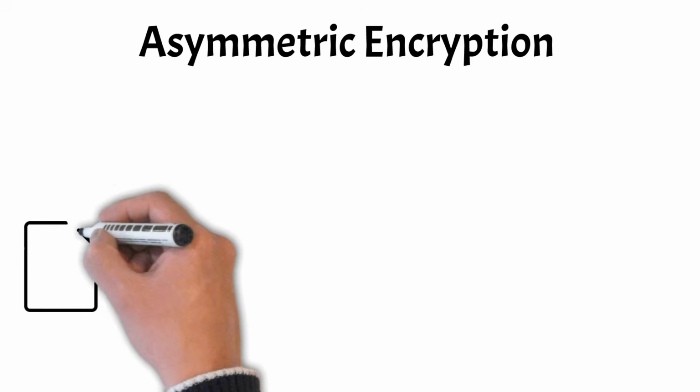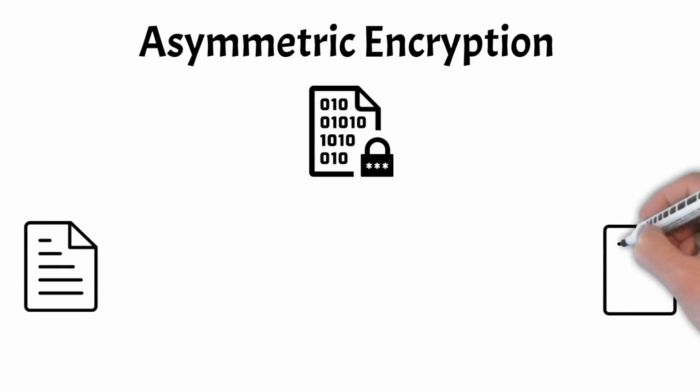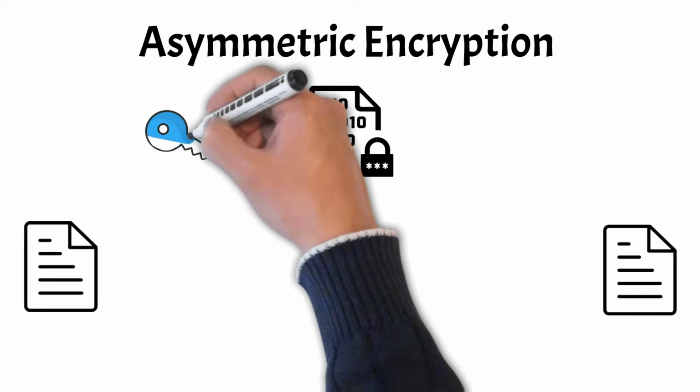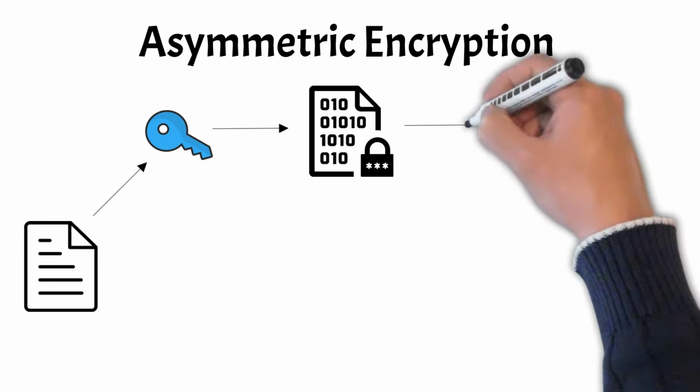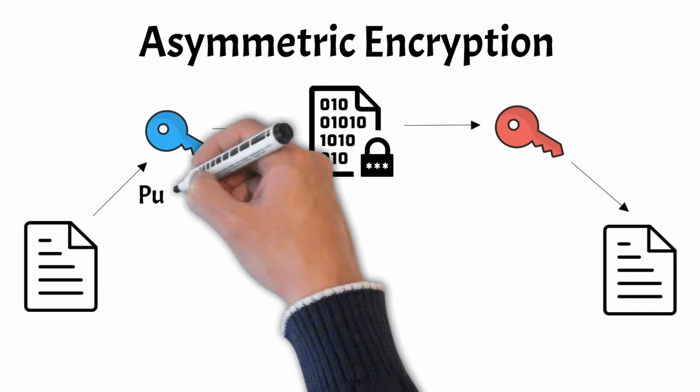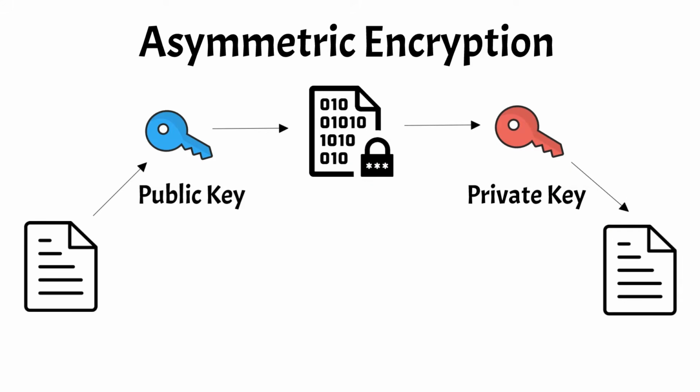Now let's quickly look at asymmetric encryption. Asymmetric encryption, also known as public key cryptography, employs a pair of keys for encrypting and decrypting data. These keys are mathematically related but distinct. The public key is widely distributed and used for encryption, while the private key remains confidential and is used for decryption. This dual key system addresses the key distribution challenge of symmetric encryption, enhancing security in digital communications.